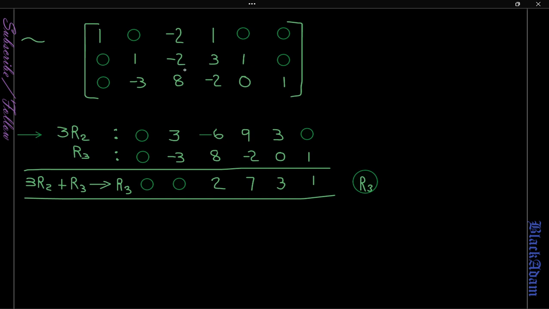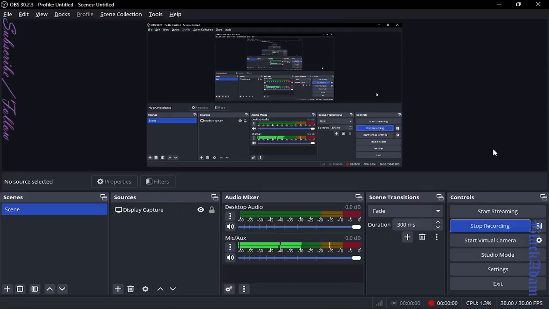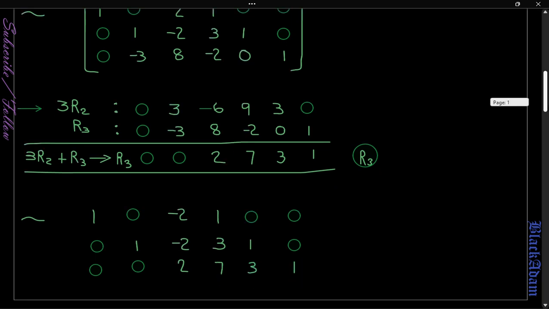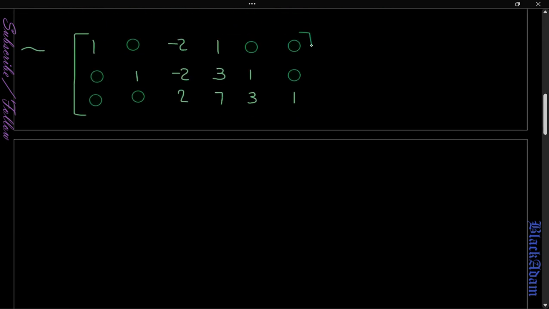And then from there we have to rewrite the matrix. So that's going to be 1 0 -2 1 0 0, and 0 1 -2 3 1 0, that's row 2. Row 3, that's what we have: 0 0 2 7 3 1. So we can see that we can use row 3 to reduce row 1 and 2. So it's going to be row 1 and row 3.